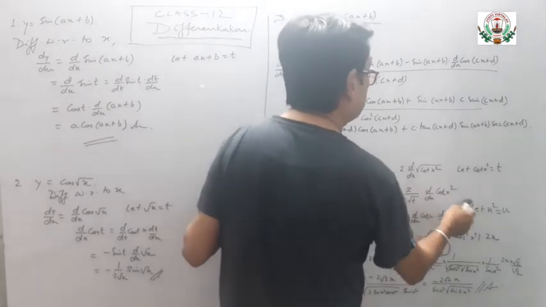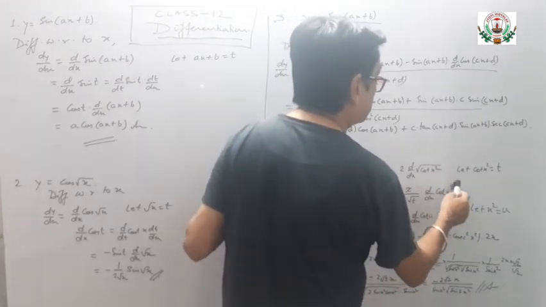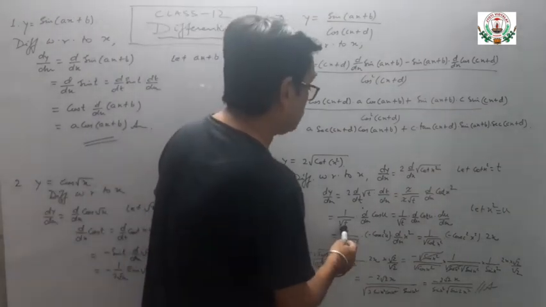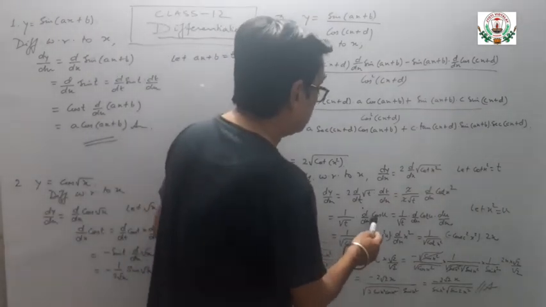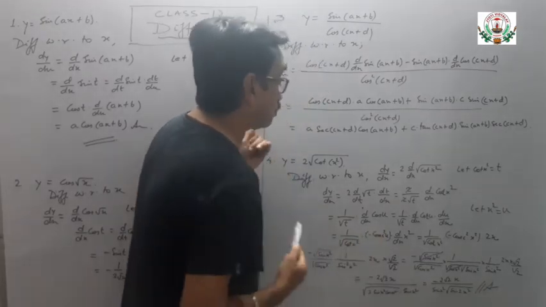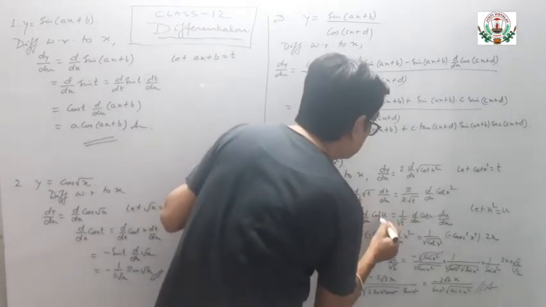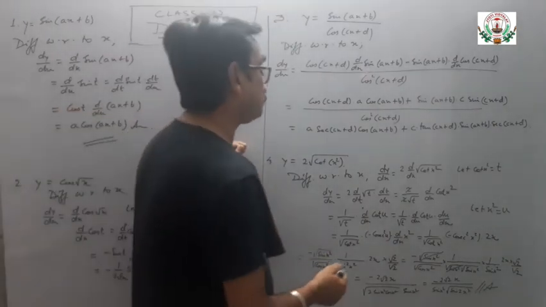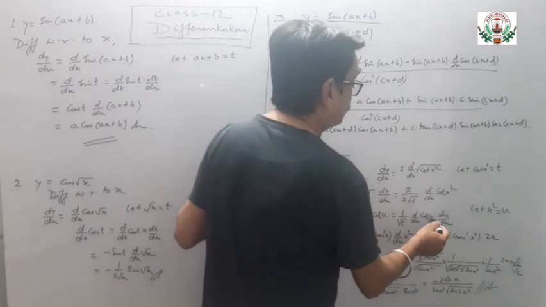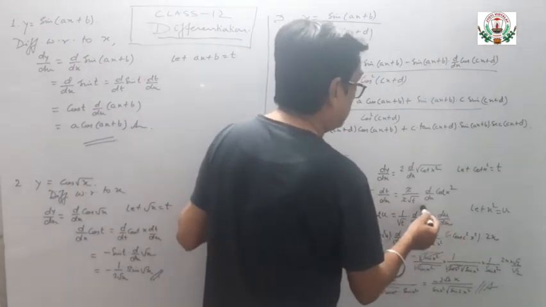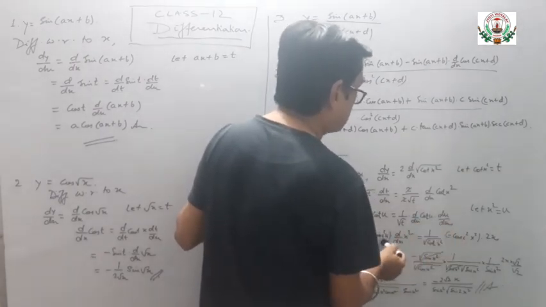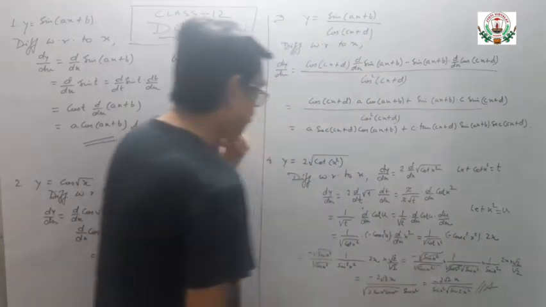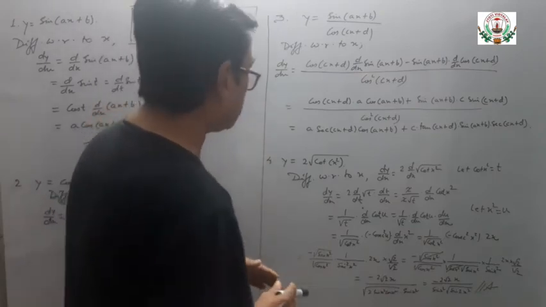Now again here it is a function of function, so x square we take as u. So, replacing the value of t, cot x square, d by dx of cot u, not cos u, cot u. And d by dx of cot u will again be d by du of cot u into du by dx. So d by du of cot u will be minus cosec square u, and d by dx of x square is 2x. Now we just have to do the arrangement of the terms.